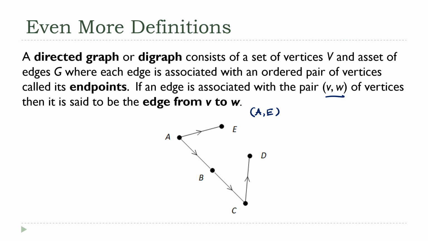If you think of a graph as representing a map, a digraph or directed graph would be a map of one-way streets. Kind of a nice little analogy between the two.